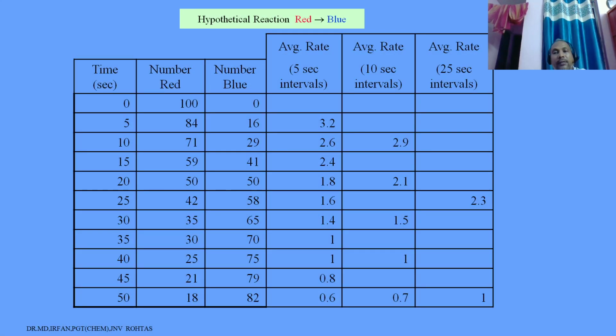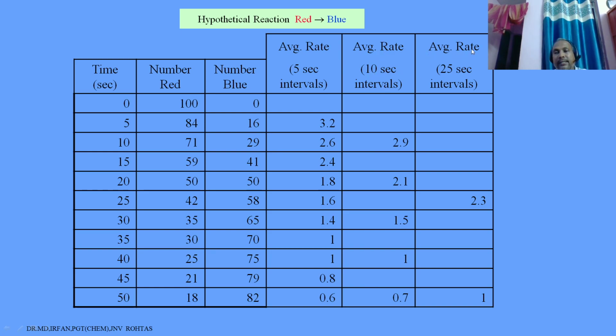Now see here, hypothetical reaction, red is converted into blue. Now here time is given in this column, number of red molecules is given, number of blue molecules. Here is the average rate in 5-second interval. In this column we have calculated average rate in 10-second interval.